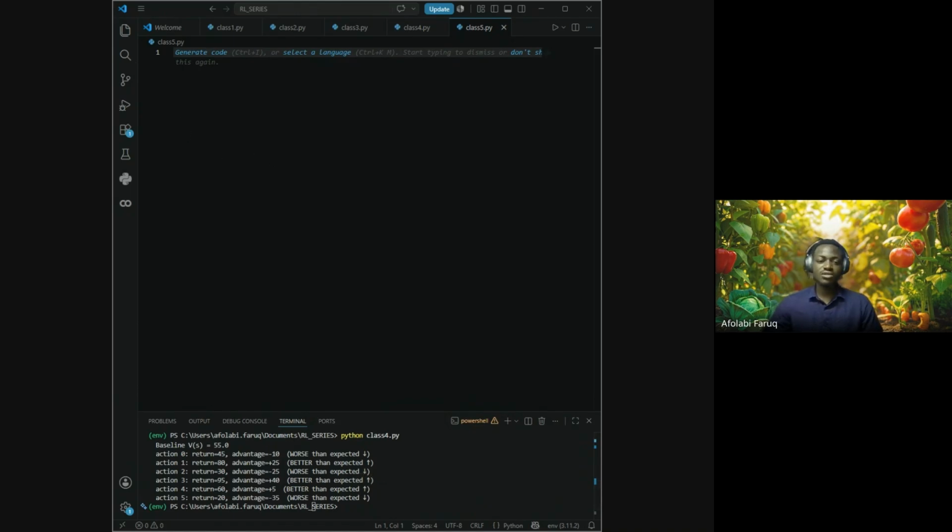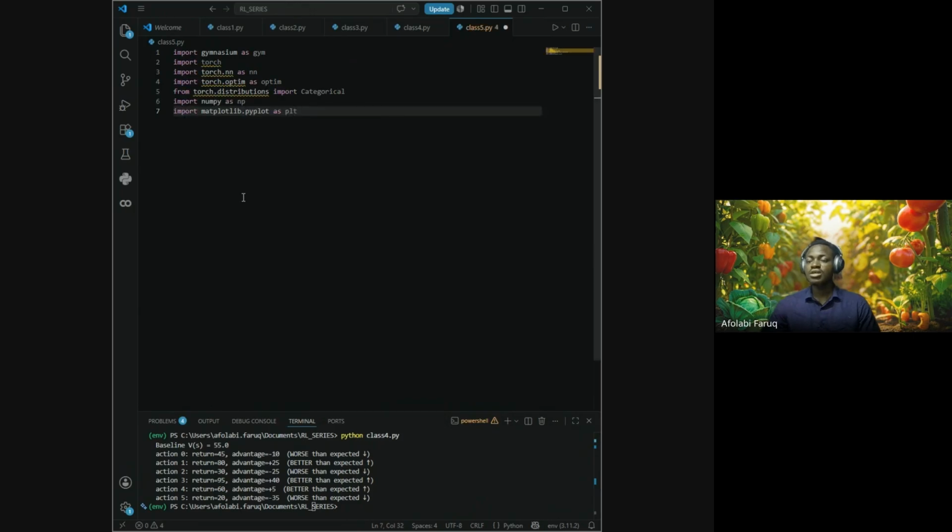The first thing we are going to do is import required libraries. Here we have Gymnasium, which is what we are using. We have Torch as well, that's for PyTorch. We have torch.nn for constructing our neural network layers. We have optim for optimization. We have this for categorical distribution, which we are still going to see. We have NumPy for numeric analysis and Matplotlib for visualization.